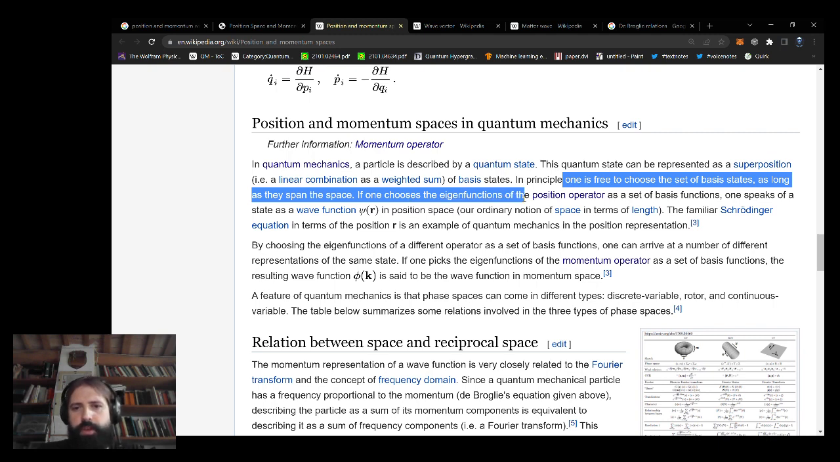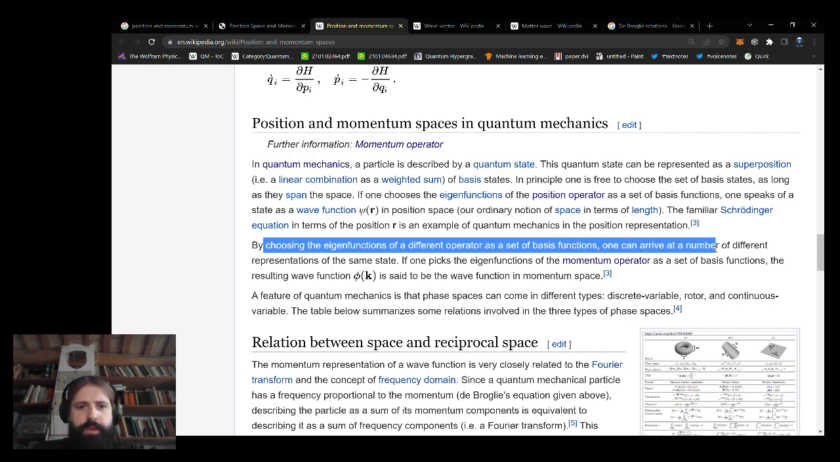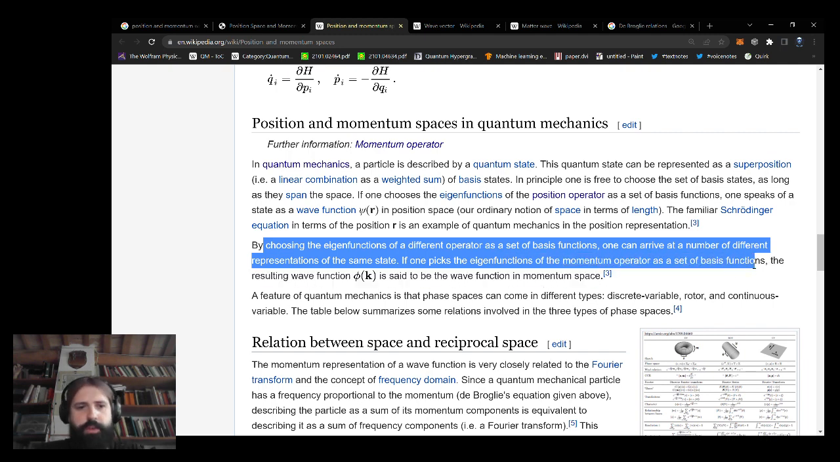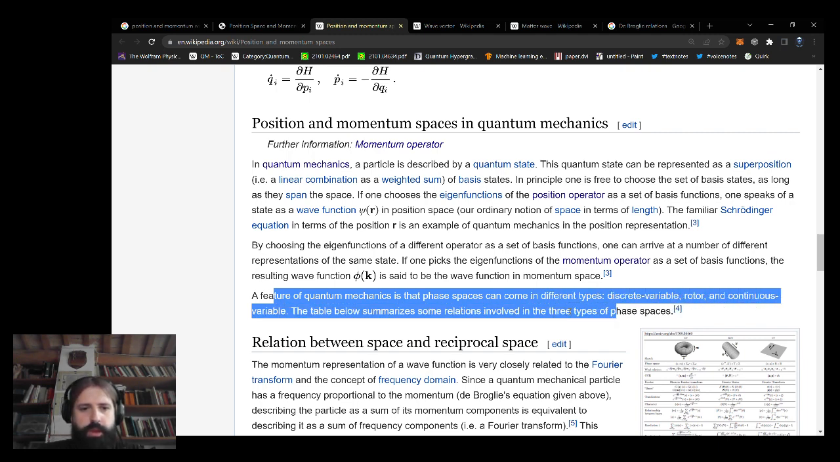So if one chooses the eigenfunctions of the position operator as a set of basis functions, one speaks of the wave function in position space. With different basis functions, one can arrive at a number of different representations of the same state. If one picks eigenfunctions of the momentum operator as a set of basis functions, the resulting wave function is psi of k, a wave function in momentum space. Okay, so that's why they use k instead of p, kind of. A feature of quantum mechanics is that phase spaces can come in different types: discrete variable, rotor, continuous. Okay, whatever that means.